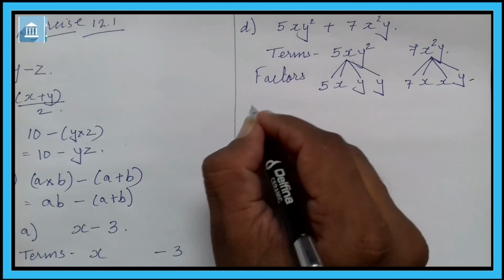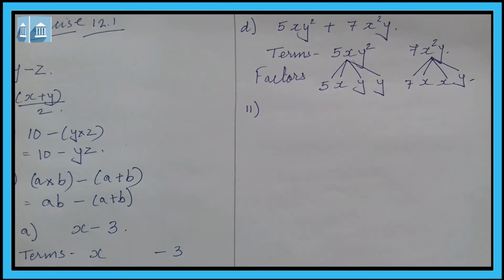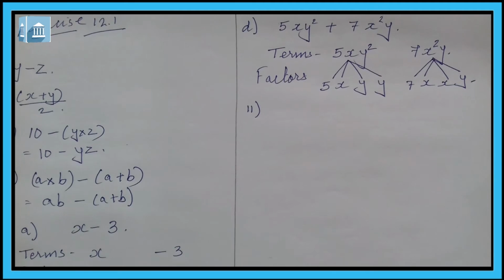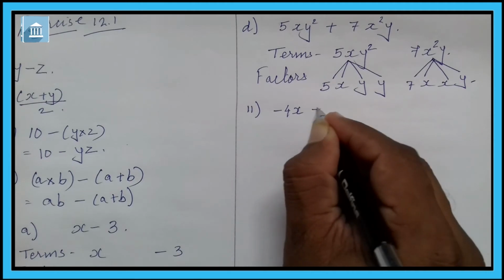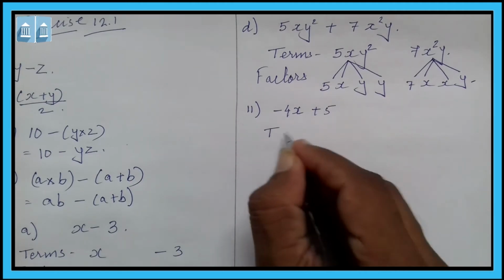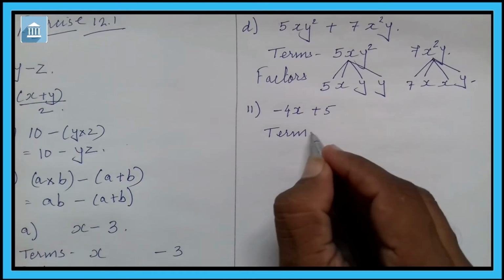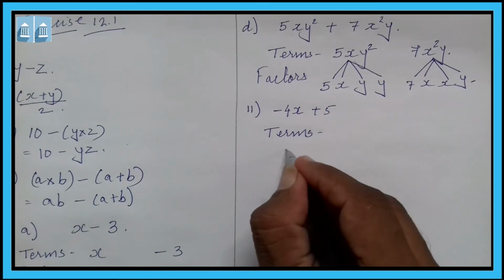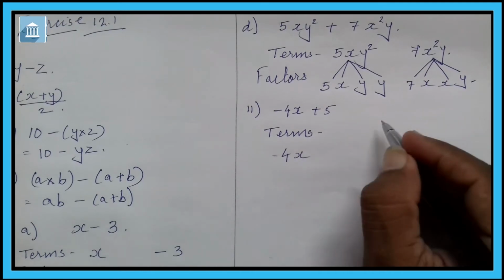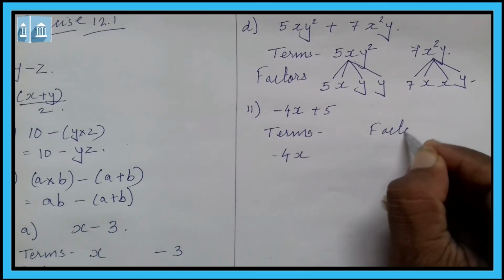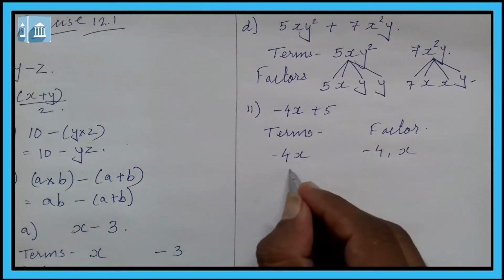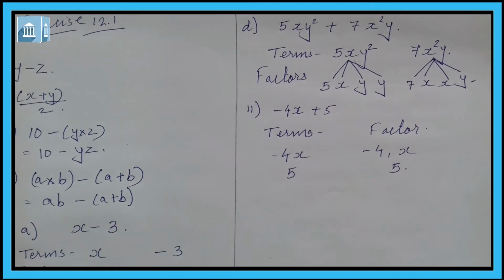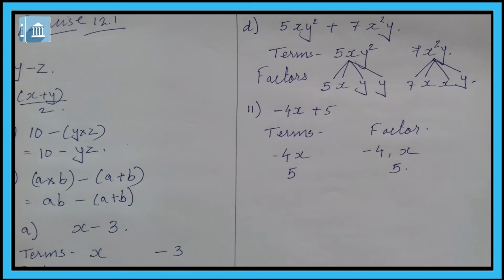Now in the same question number 2, it says identify terms and factors in the expression given below. First we have to find out the terms, and then the factors. 4x minus 1. So here terms will be minus 4x, and its factors will be minus 4 and x. Second is plus 5 and its factor will be 5. So this way we can write.